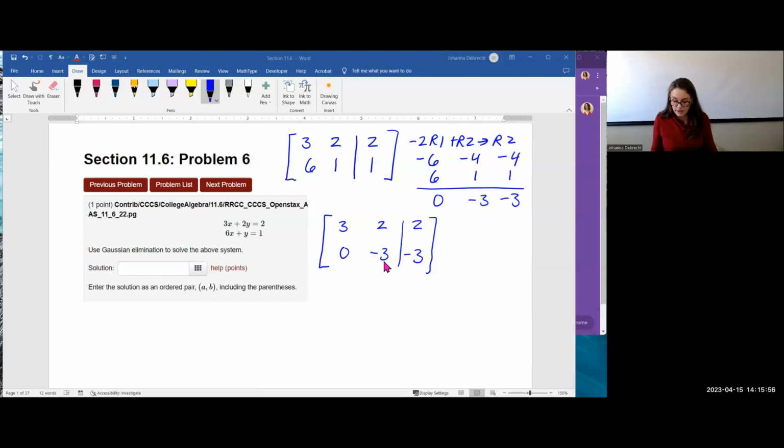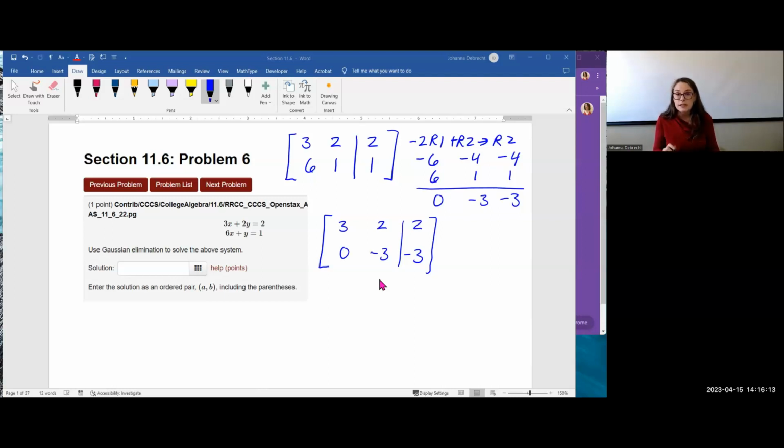So if I multiply this one by 2 and this one by 3, this will be 6 and this will be -6. And then I can add row 2 to row 1 to get rid of this 2, right? This would be Gauss-Jordan method.